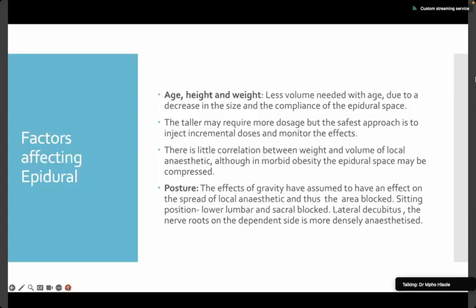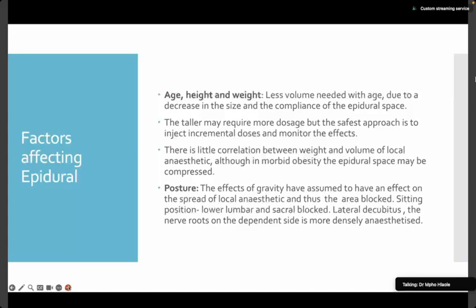The taller the patient, that may require more dosage, but they say the safest way to approach this is to give incremental doses and keep monitoring the effect of the drug, rather than just giving a large dose and having an effect that you don't want. So give a dose that you're comfortable with or the dose that is required, and then keep topping up and keep monitoring the effects of the local anesthetic.